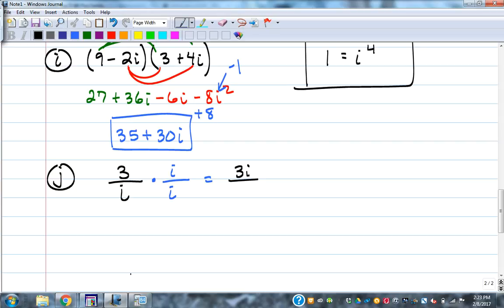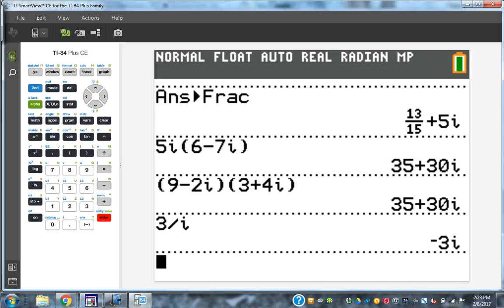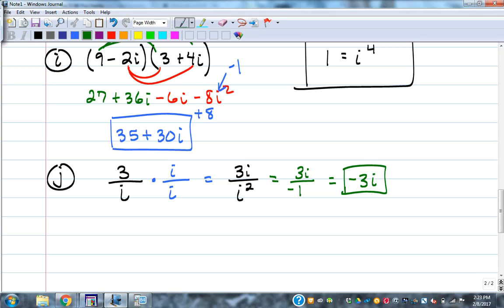We get 3i on the top. What on the bottom? i squared, right? But what's i squared? Negative 1. So we have 3i divided by negative 1. What's 3 divided by negative 1? Negative 3. Now on your calculator, if you do 3 divided by i and hit enter, it fixes it like that. So I'm just showing you that this piece of technology can handle some of this stuff to help you out.